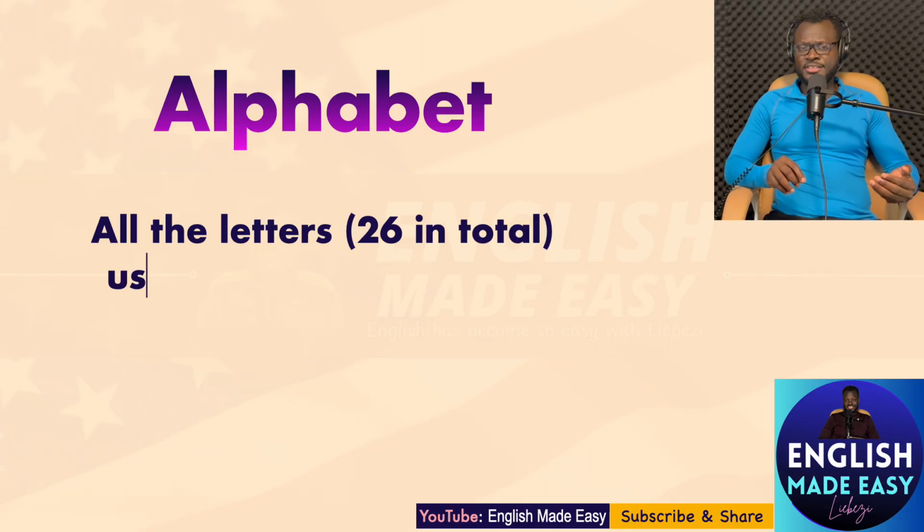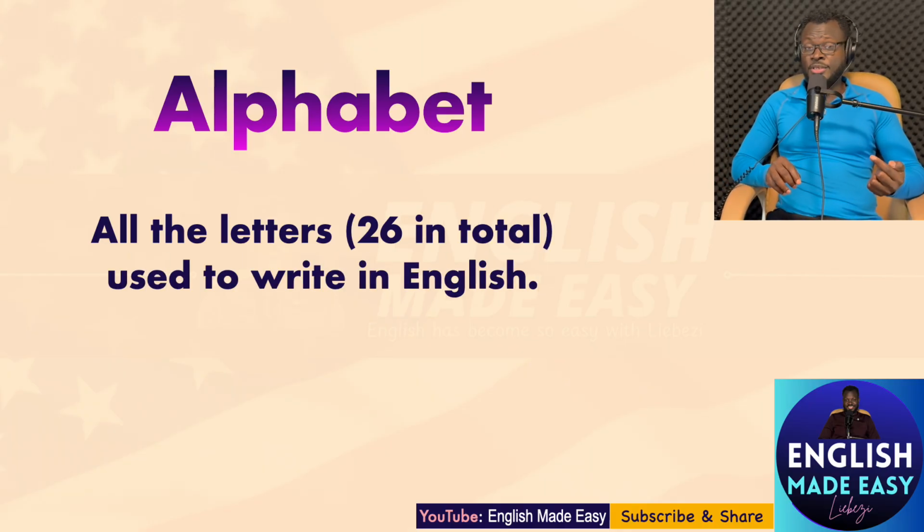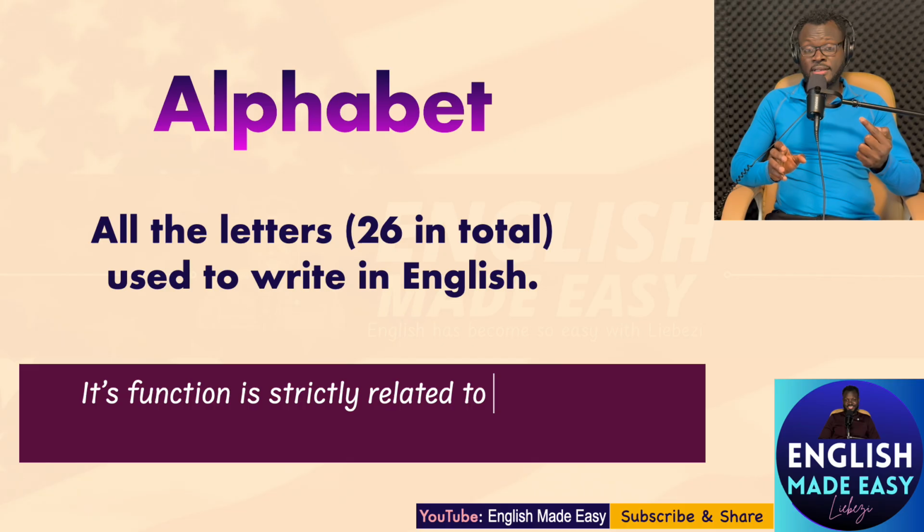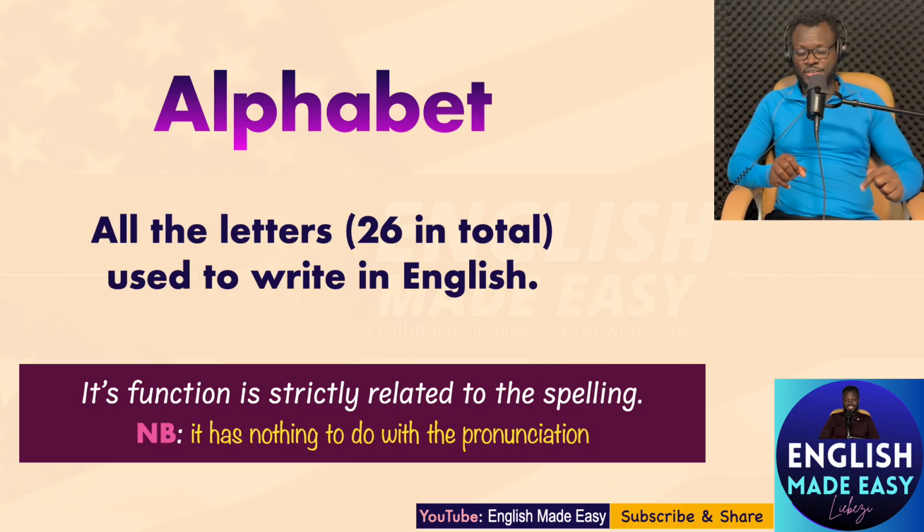What is a letter itself? To understand letters, we need to take a look at the alphabet. The alphabet is all the letters combined. When you have all the letters combined in just one, that unity is the alphabet. You have a total of 26, but keep in mind, in English, the alphabet is strictly related to the spelling. It doesn't help you with anything else. The letters will tell you how to write or how to spell a word. They have absolutely nothing to do with the pronunciation.